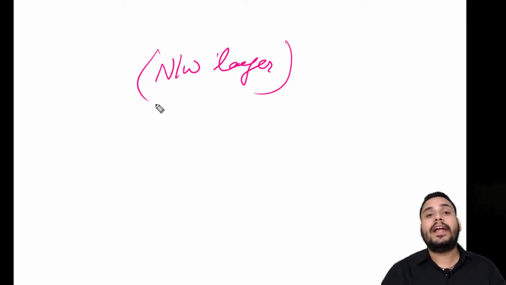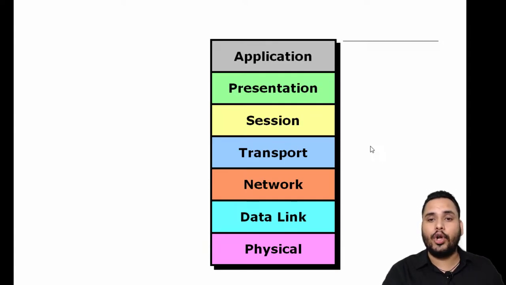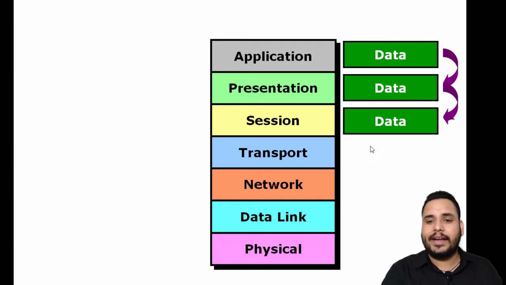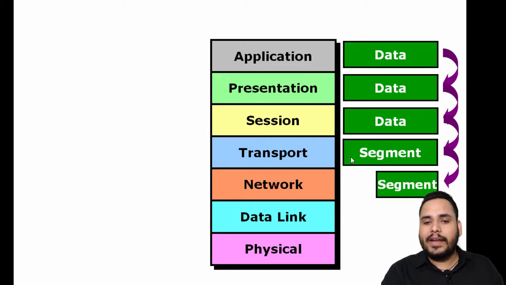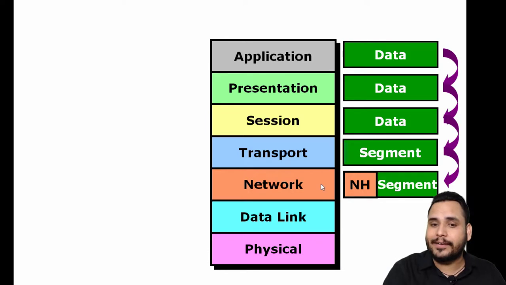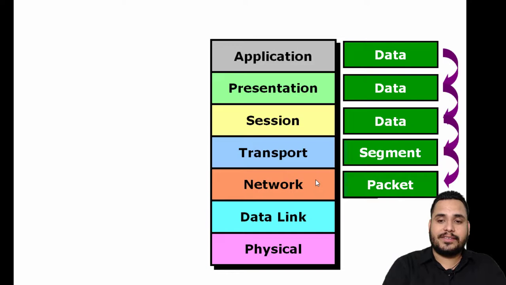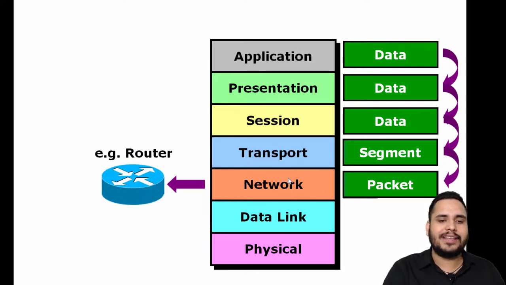Now when data comes from the transport layer to the network layer, it comes as a segment. As I told you, it is data at the presentation layer, again data at the session layer, but when it comes to transport, the transport layer PDU is the segment. When it comes to the network layer, the segment is attached with the network header, and it becomes a packet. Now we are not saying it is a segment, we are saying it is a packet, and the device working on the network layer is the router. So this is all about the network layer.